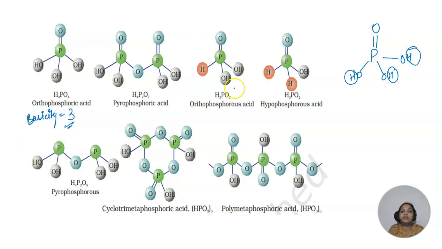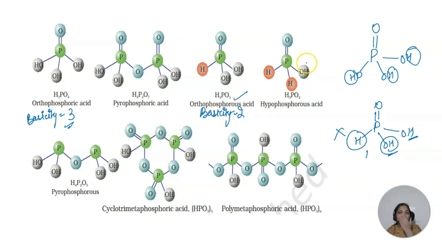Let's say I am talking about H3PO3. Do you think the P-H hydrogen would be ionizable? It is not ionizable. Only the hydrogens attached to oxygen are ionizable. So here the basicity would be 2. For hypophosphorous acid, the basicity is 1. Similarly, we have other acids like pyrophosphoric acid and polymetaphosphoric acid. We should know a little bit about their structures and basicities.